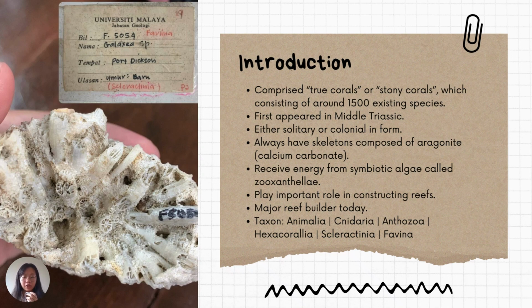So the taxonomy of this coral is Kingdom Animalia, phylum Cnidaria, class Anthozoa, subclass Hexacorallia, order Scleractinia, and family Faviidae.